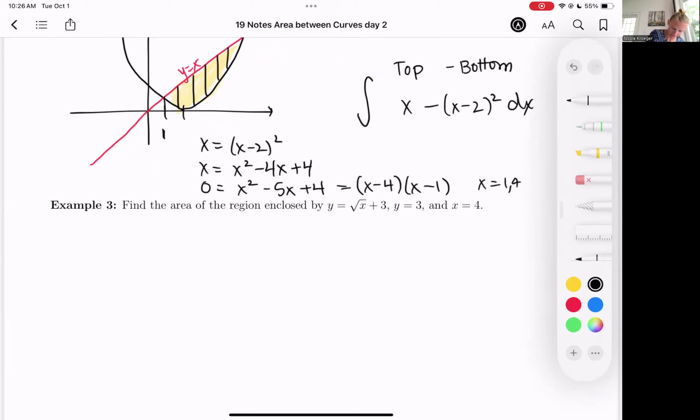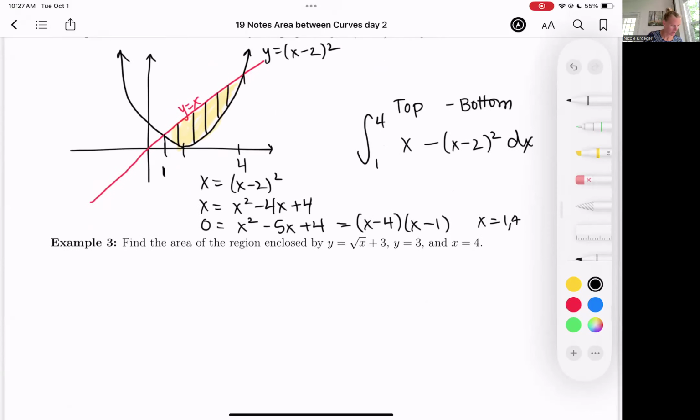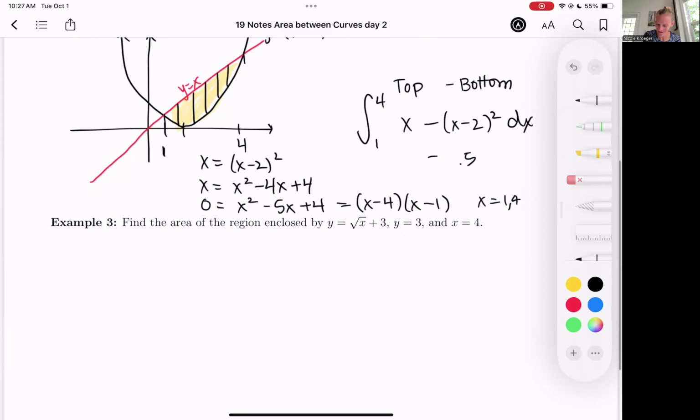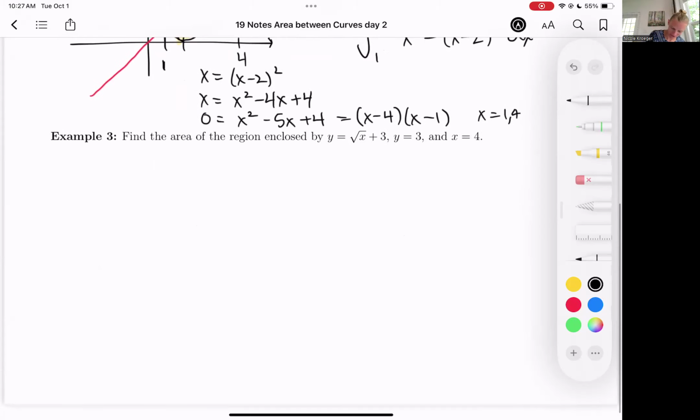So this intersection point must be at x equals 1, and this must be at x equals 4. So we're going to integrate from 1 to 4. And if you put this in a calculator, you are going to get 2.5. Double check that and make sure that's right, because on my work I have 1 to 2 as my bounds, which are not correct. So let's just set up the integral there. That integral is set up correctly. Okay, so let's just keep going.